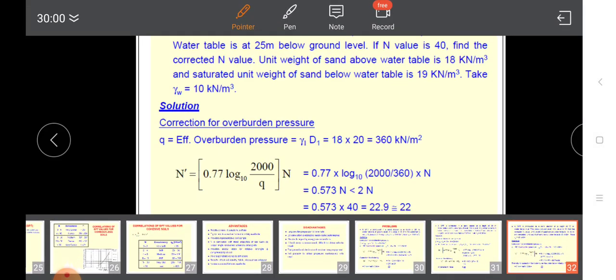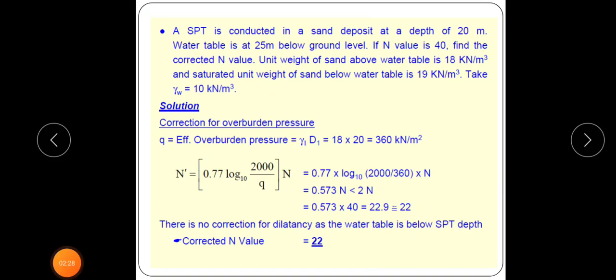So next problem. A SPT is conducted in a sand deposit at a depth of 20 meter. The water table is at 25 meter below ground level. If N value is 40, find the corrected N value. Unit weight of sand above the water table is 18 kN per meter cube and saturated unit weight of sand below the water table is 19 kN per meter cube. Take unit weight of water as 10 kN per meter cube.